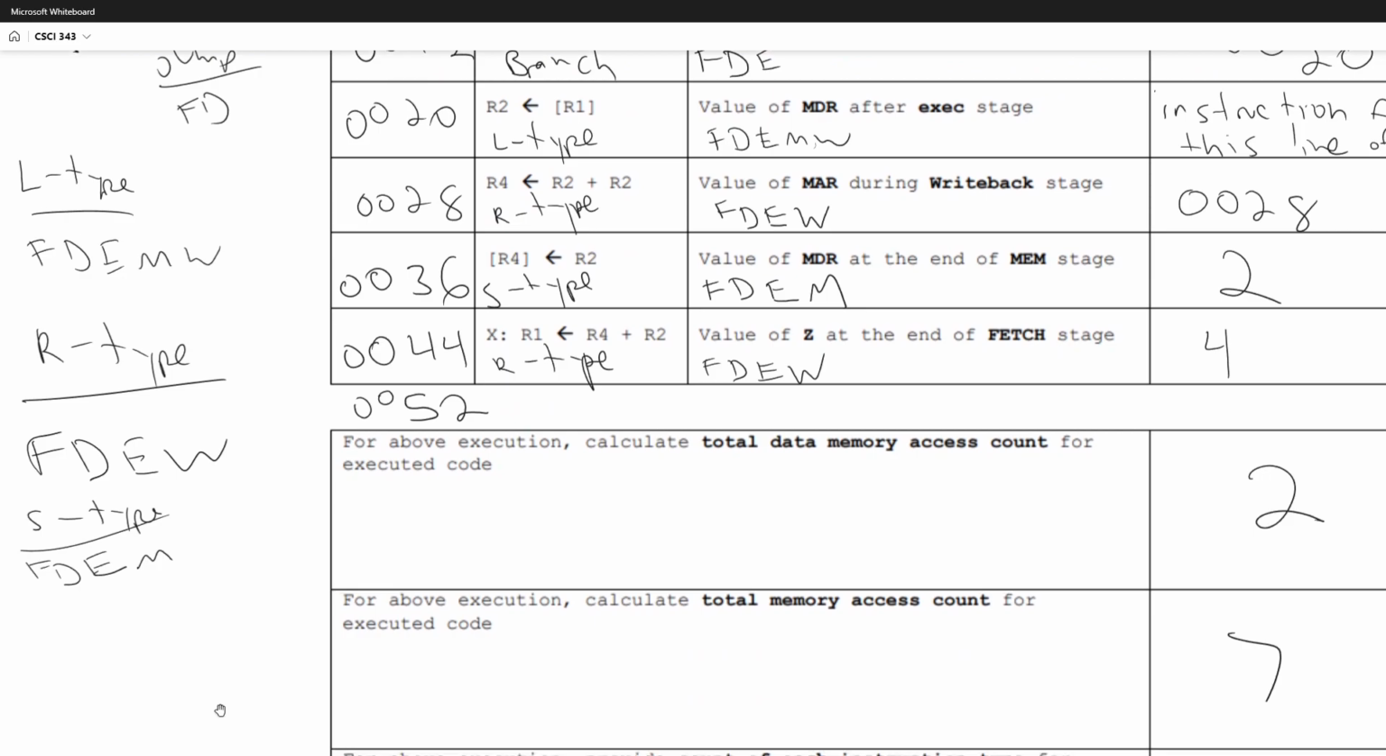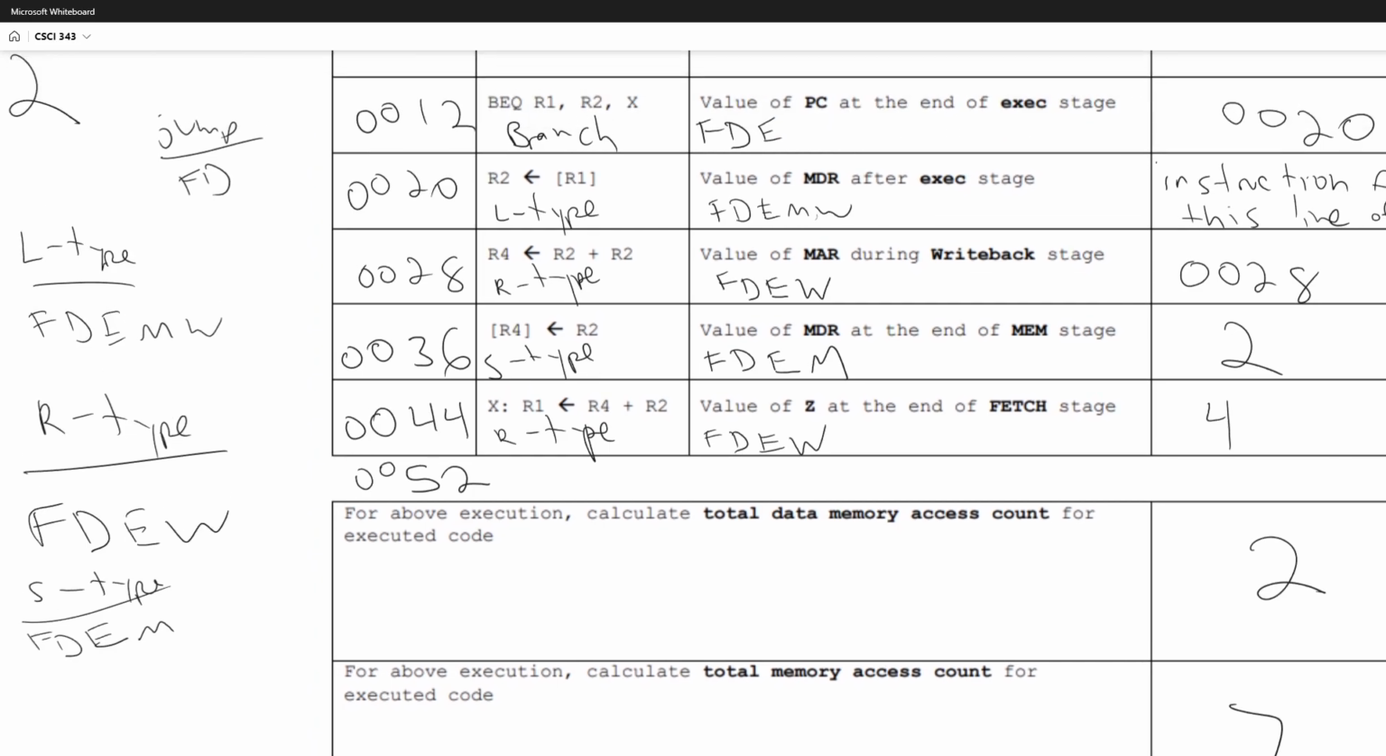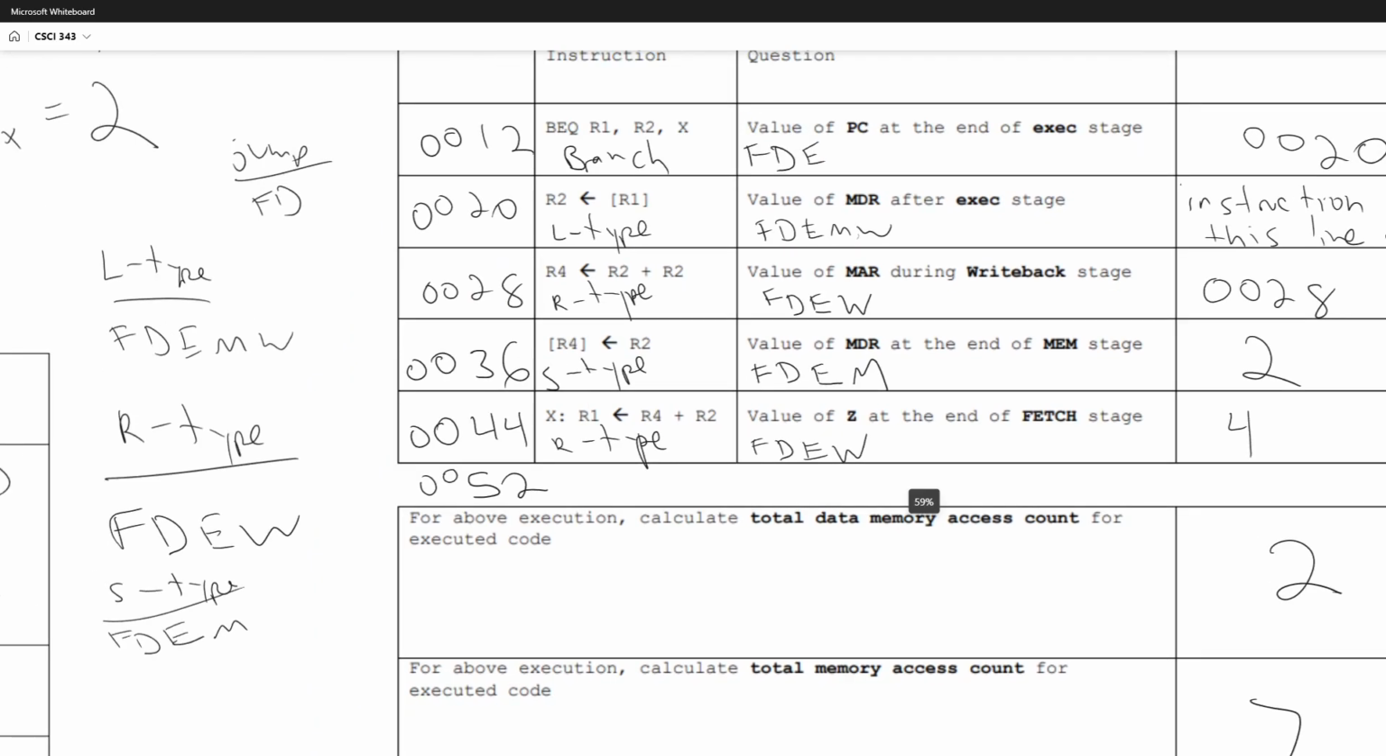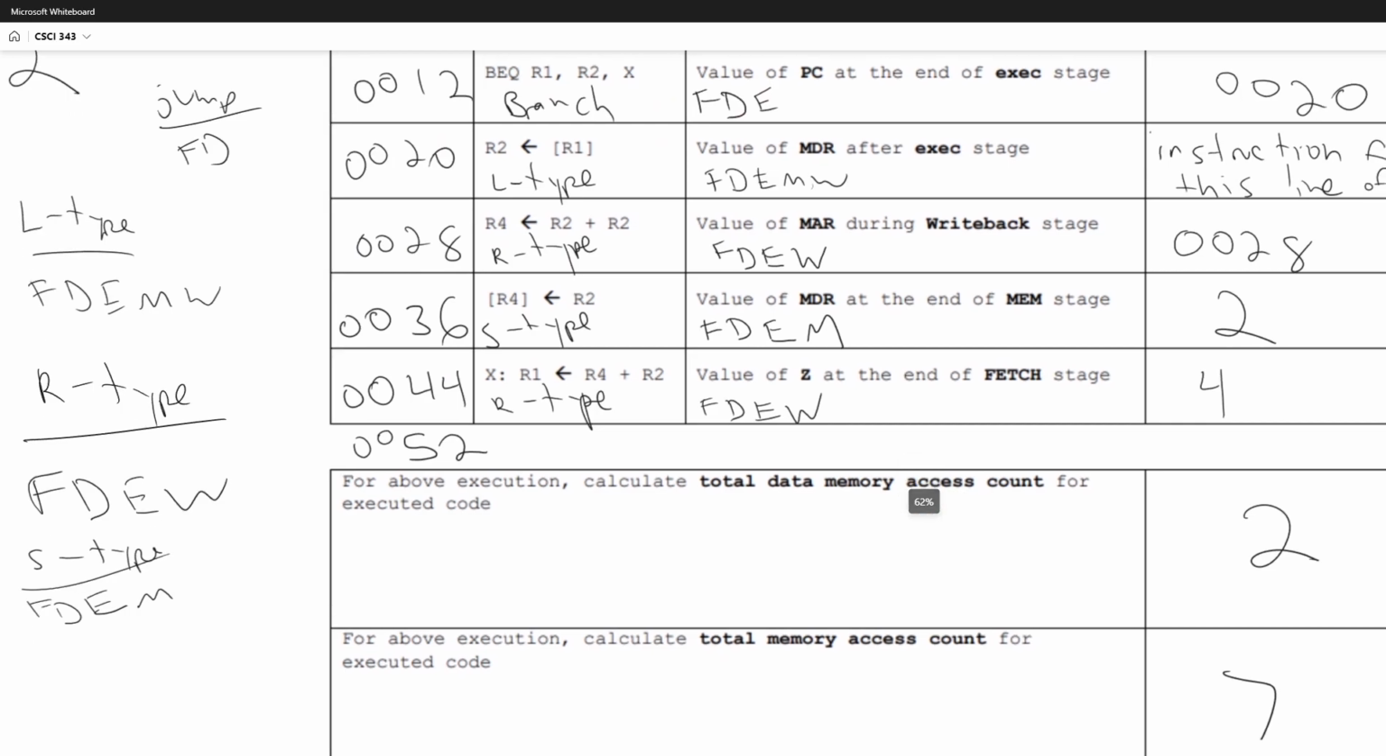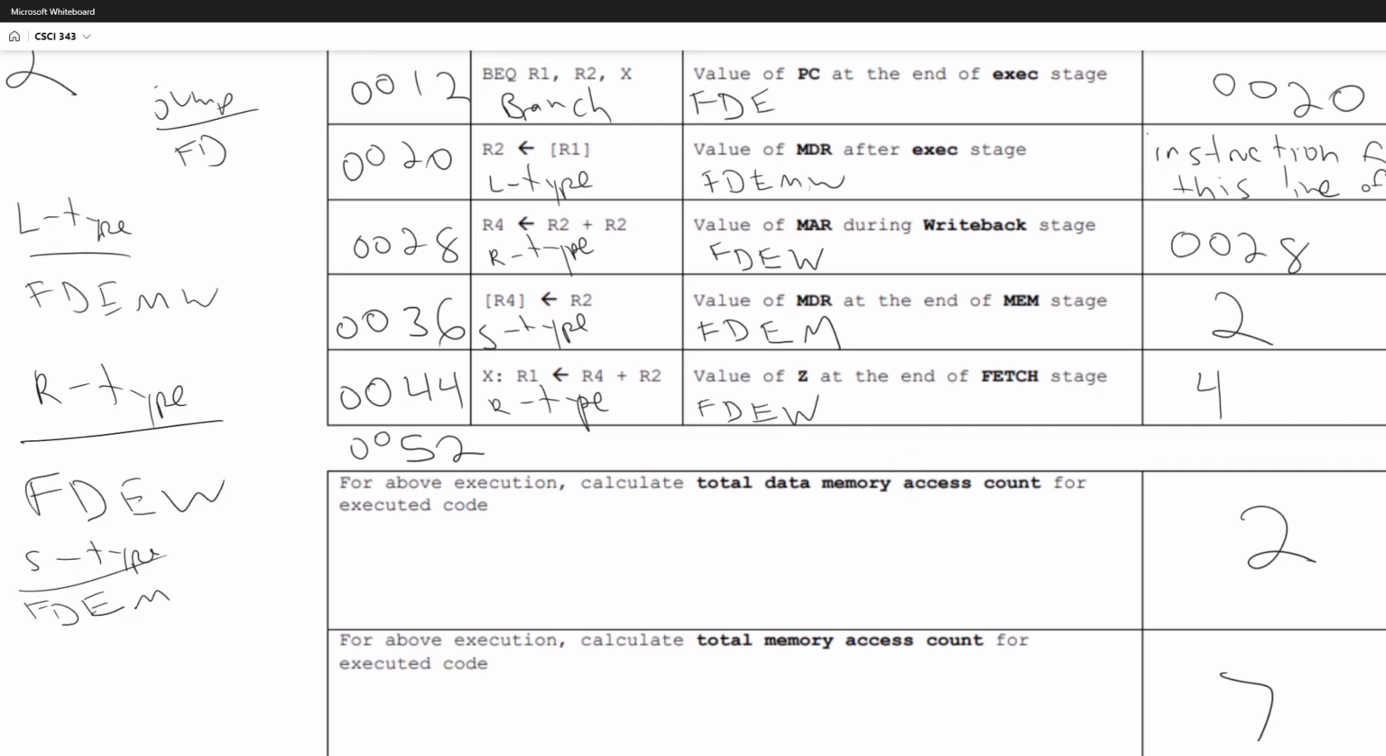For the above execution, provide count of each instruction type for the executed code. Okay, so there's one branch, one L type, one S type, and 2 R types.